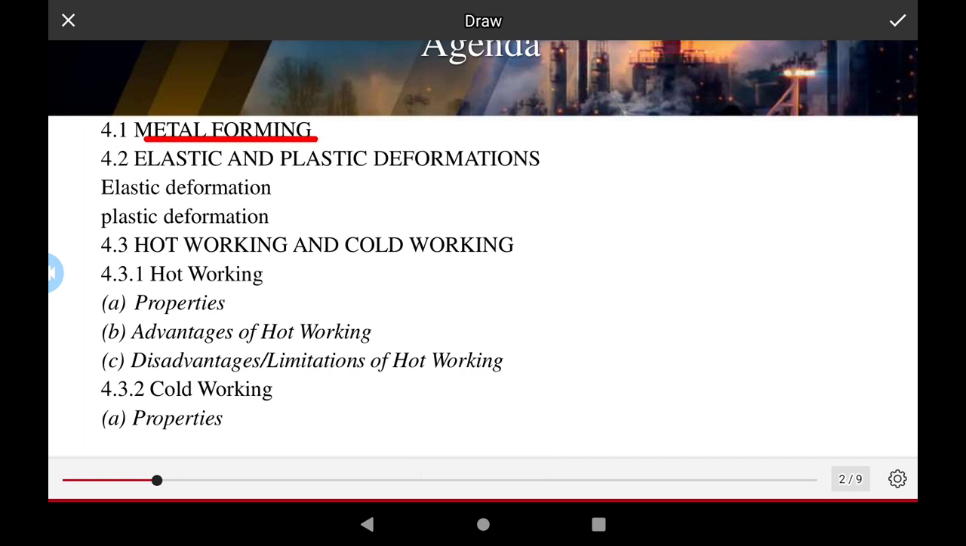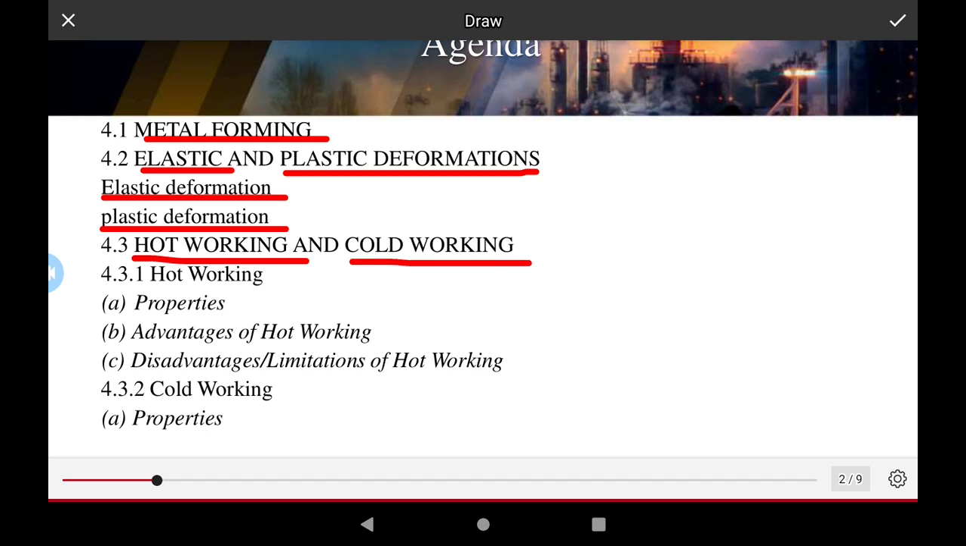Metal forming, elastic and plastic deformations, elastic deformation, plastic deformation, hot working and cold working, hot working properties, advantages of hot working, disadvantages and limitations of hot working, cold working and its properties. These are the topics presented in detail in this video.